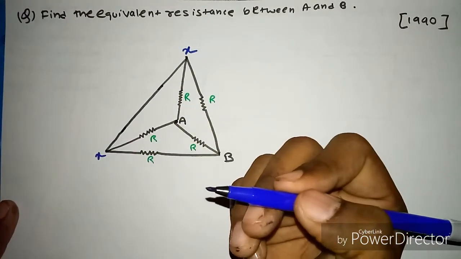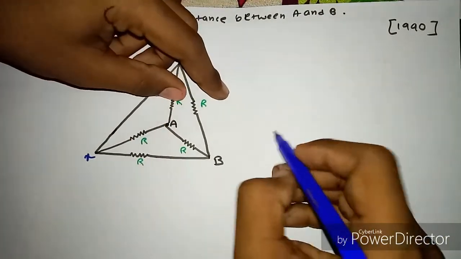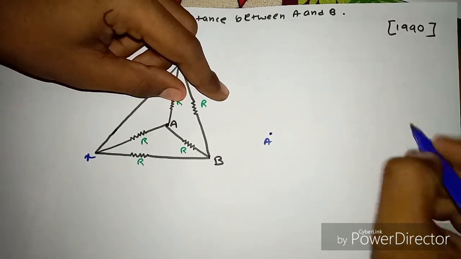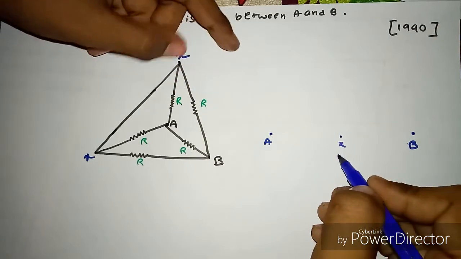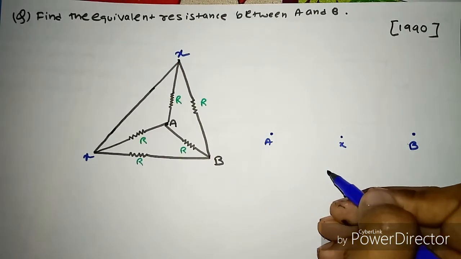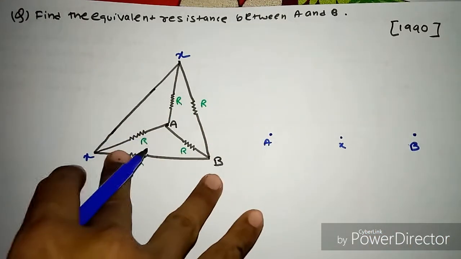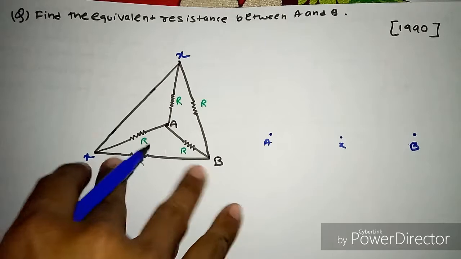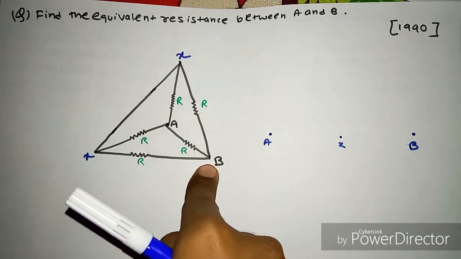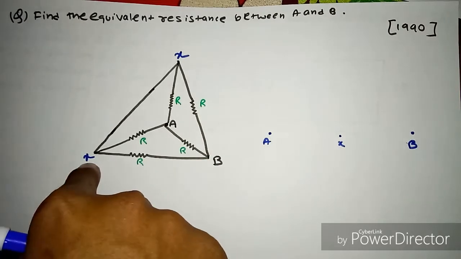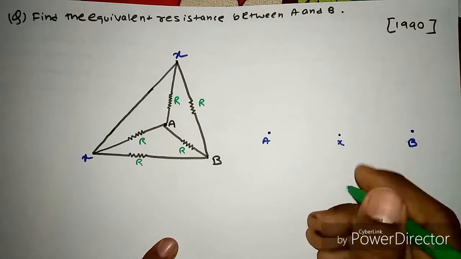Okay, so now let us redraw this circuit. How can we do this? Now this point is A, B, and let this point be X. So let us rewrite all the circuit, all the resistance between these points. There is only R between X and B. We are now considering only R between X and B. That means we'll draw this here.